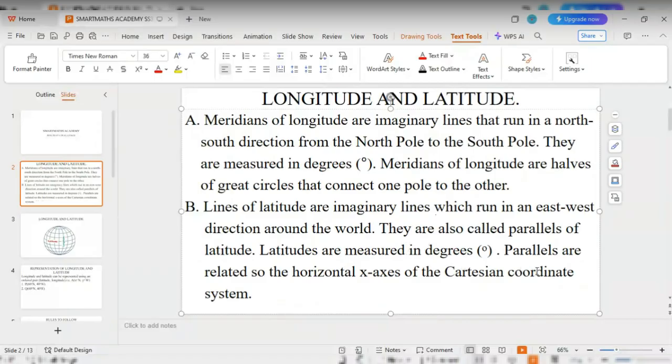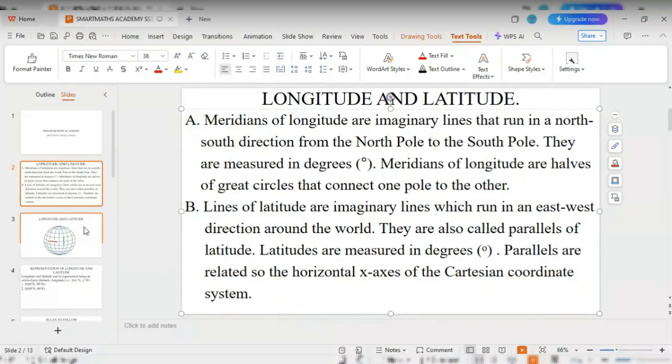Hello, can you see my screen? Yes, sir. Okay, is it very clear there? Yes, sir. That's good.